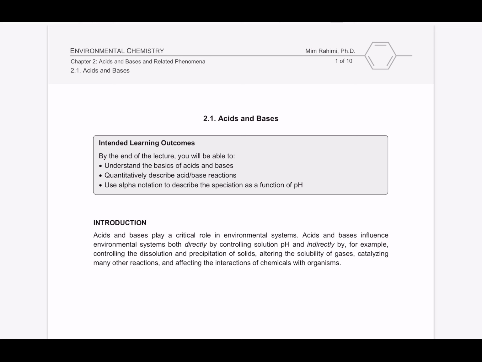Welcome to the second chapter of the course. In this chapter, we're going to talk about acid and base, and also at the end, talking about some related phenomena. Specifically, the first lecture, we're going through the basics of acids and base. And then in the second lecture, we're going to solve for acid-base systems using algebra.